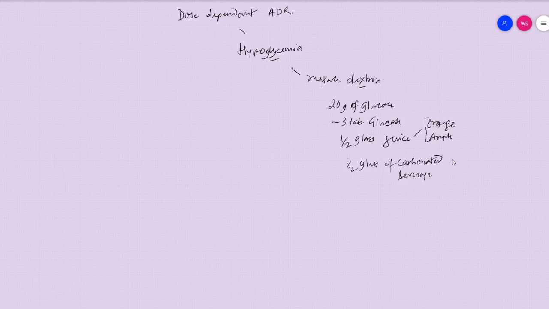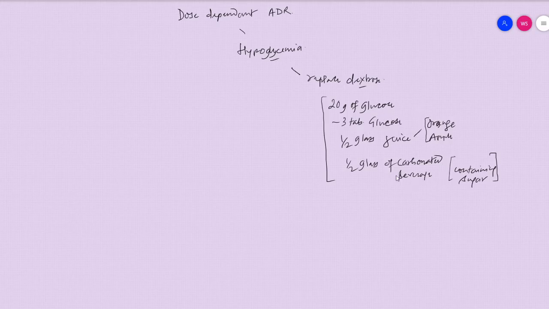But mind you, it should not be sugar-free, so it should contain sugar. If you use a carbonated beverage which is zero calorie, like having aspartame instead of sugar, it might not work. So this is how you could manage a person who is having hypoglycemia.